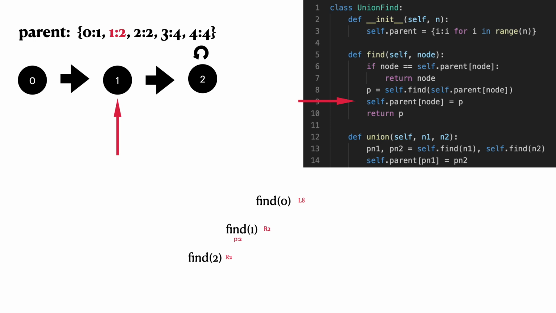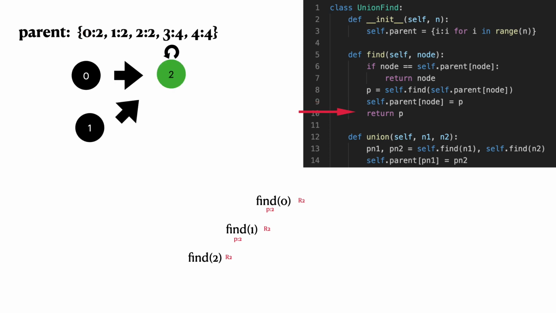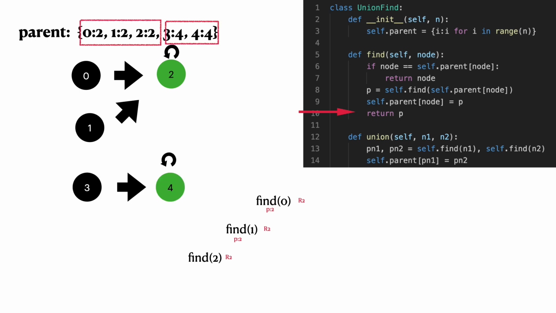Change the parent of node 1 and return it. Same here. Change the parent and return it. Final result. Node 0, node 1 and node 2 point to only one node. Finally there are 2 disjoint sets as we expected.